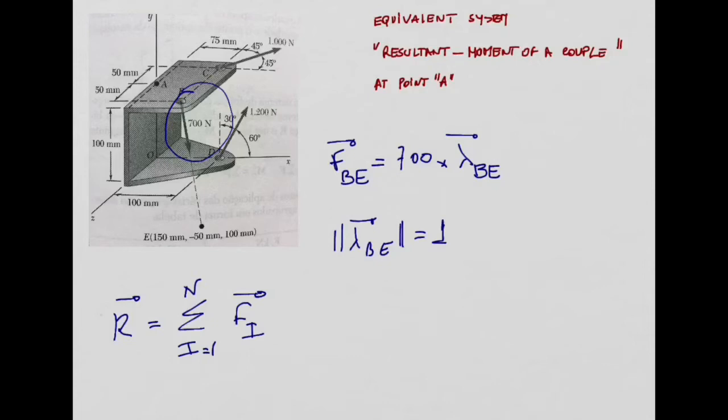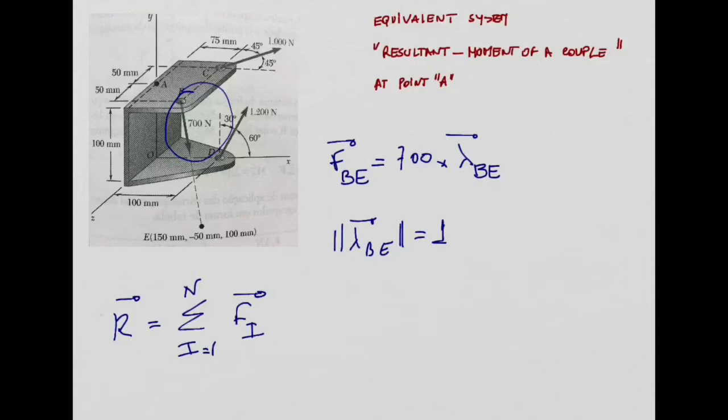Because if this norm is not equal to 1, look at this. If this norm is not equal to 1, what is going to happen is I'm going to be multiplying a vector whose norm is not 1 by 700. So at the end, the intensity of my force is not going to be 700. It's going to be 700 times something, which is the norm of lambda BE. So I need to make sure that lambda BE is a unit vector, so that when I multiply that by 700, I get a total length of my vector of 700 newtons, right? That's why it needs to be norm equal to 1. This is one way of describing the force vector FBE.